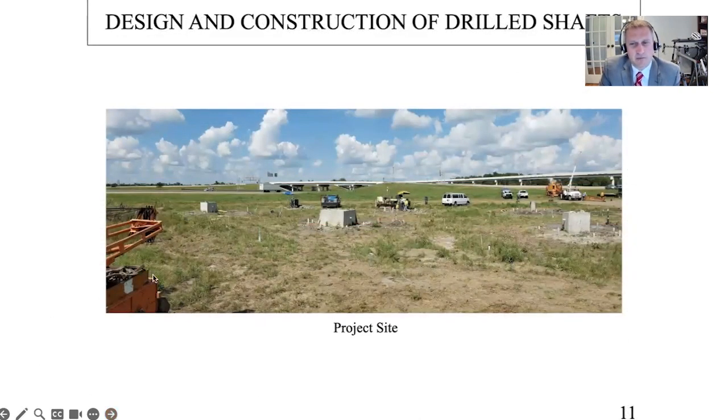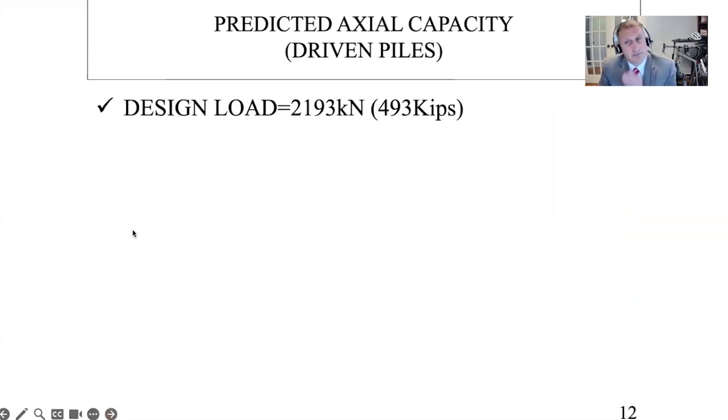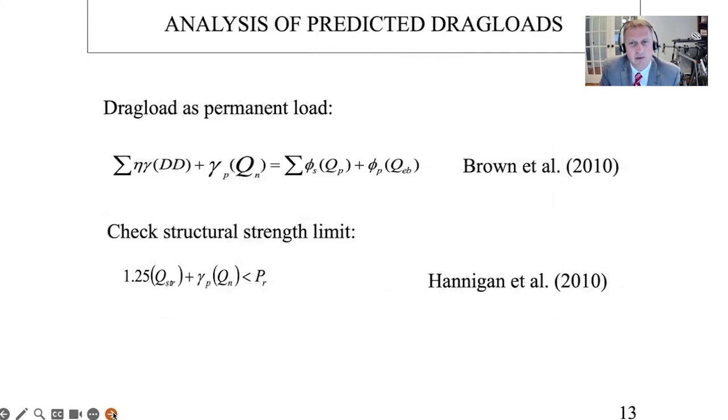So here's the site, just what it looks like. Have the 4-foot diameter shaft, 6-foot shaft, 4-foot shaft, and then back here, this is an H pile, steel closed-ended pipe pile that's been filled with concrete, and then a precast square 18-inch precast concrete pile. So the design load for this was 493 kips in designing it, just to make sure that we had capacity. We did that from a lot of different ways to find out what the capacity would be, different techniques for identifying what that design capacity would be.